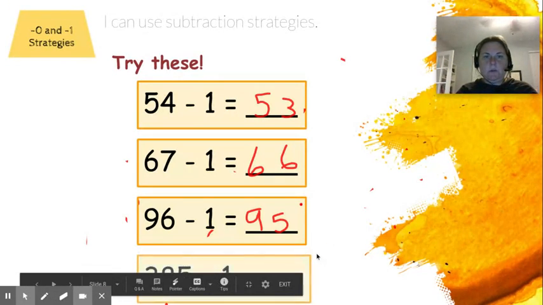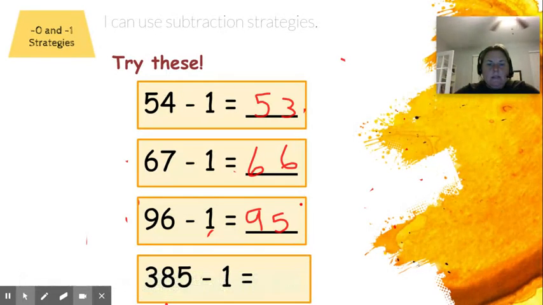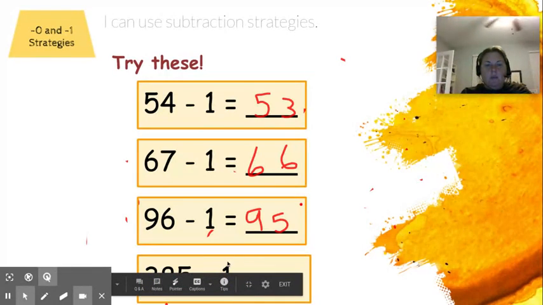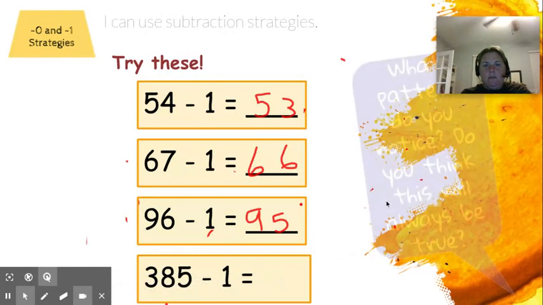Let's go to the next one. Oh, let's look at that one. Hold on just a second. Okay. That one says something's in the way. It's got to disappear. There we go. 385 minus 1. Don't let this one scare you either. All you have to do is hop back 1. 384 is the answer.